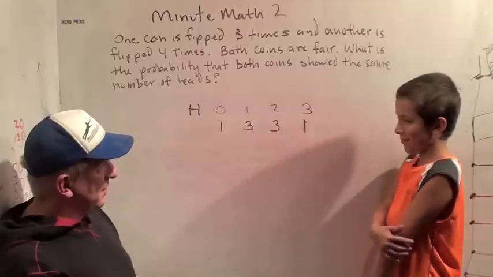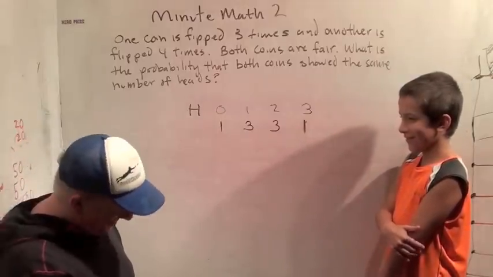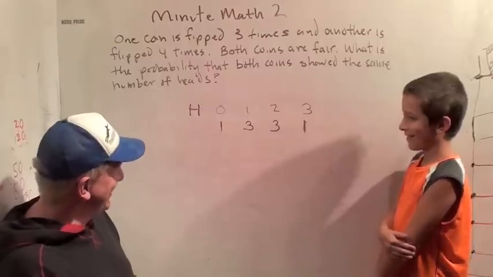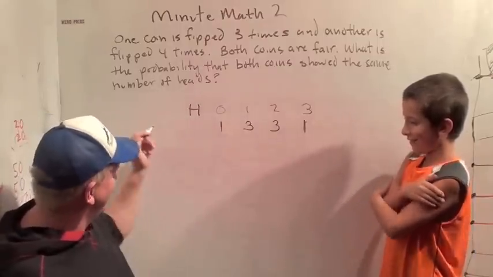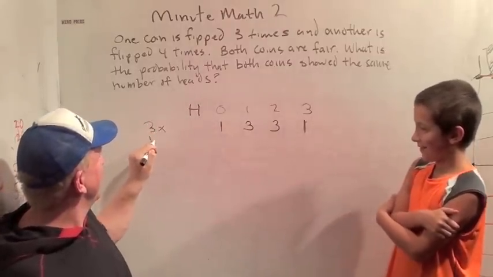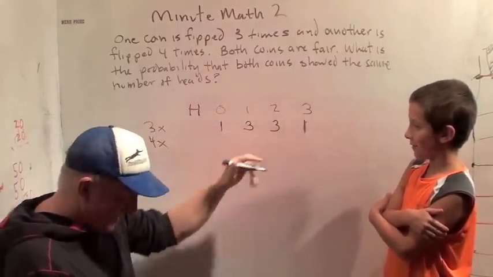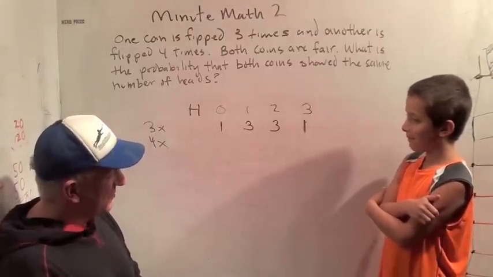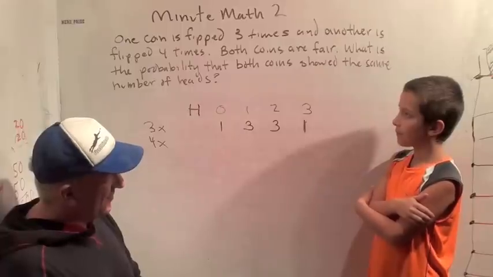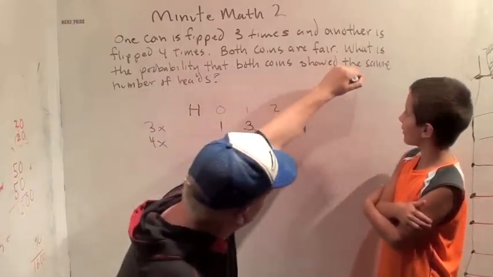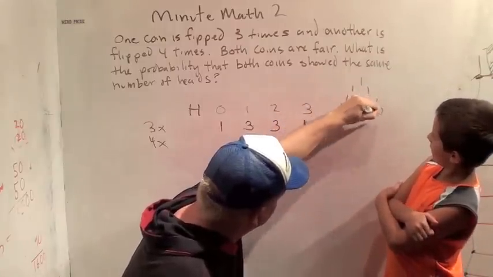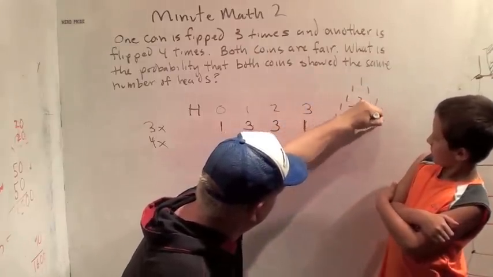1, 3, 3, 1 is 11 cubed. You're right. That's funny. This is the 3 times. Here's the 4 times. Do you know where else 1, 3, 3, 1 shows up? No. Do you remember it from Pascal's triangle? Oh yeah, that's like the third row. 1; 1, 1; 1, 2, 1; 1, 3, 3, 1; 1, 4, 6, 4, 1.